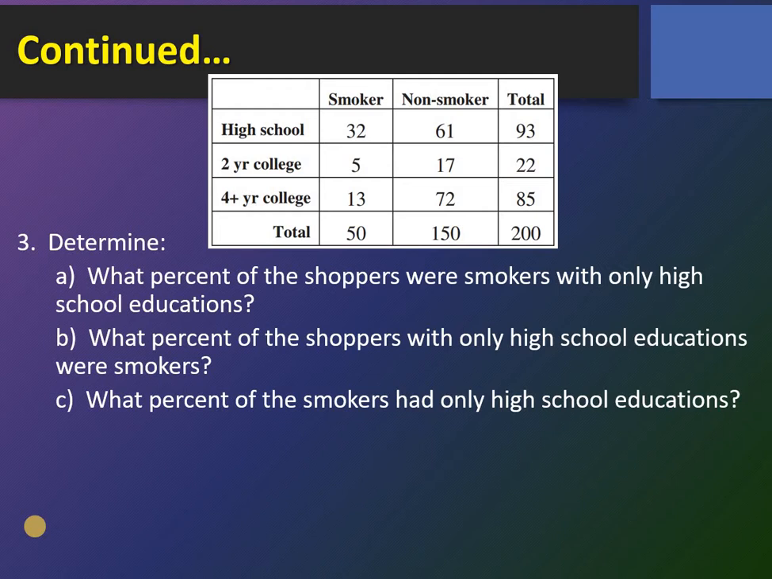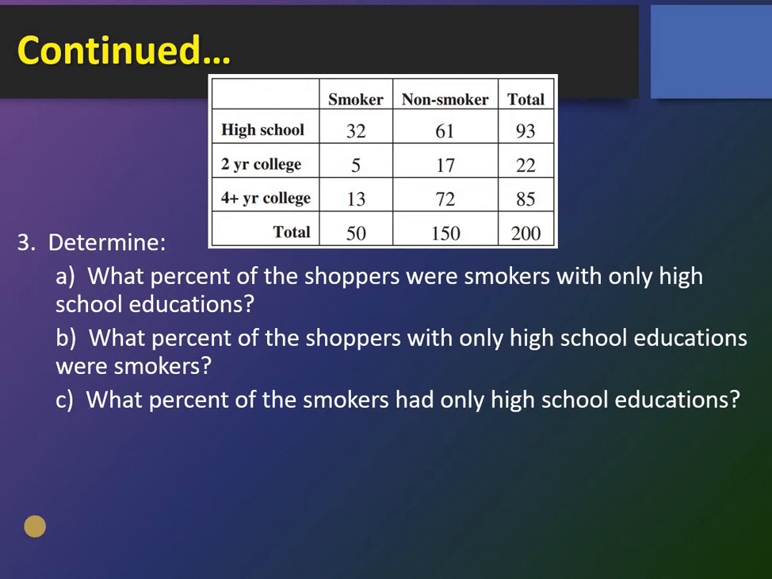32 over 93. Because if I'm looking at this, this says of the shoppers for the first one, then the word were. So my total group is the shoppers. This one says of the shoppers with only a high school education, then the word were. So my total group that I'm looking at here is the shoppers with only high school educations, and that total is 93. Do you see what I'm talking about there? After the word of, before the word were. That's the group you're looking for. And then the 32 goes over that.